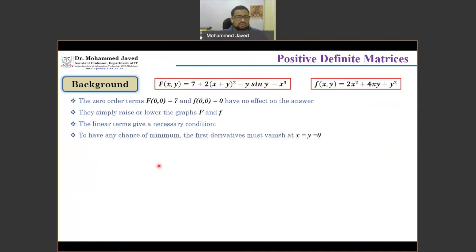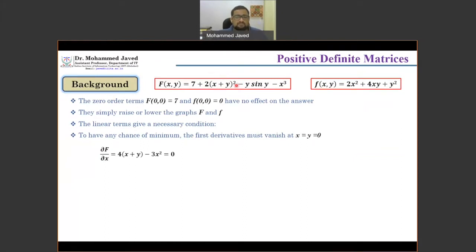So now we would try to look into that. To have any chance of a minimum, the first derivative must vanish at x equal to y equal to 0. This is a very important criterion: given a function, we need to calculate the first derivative and substitute the derivative as 0 at the point x comma y equal to 0 comma 0.